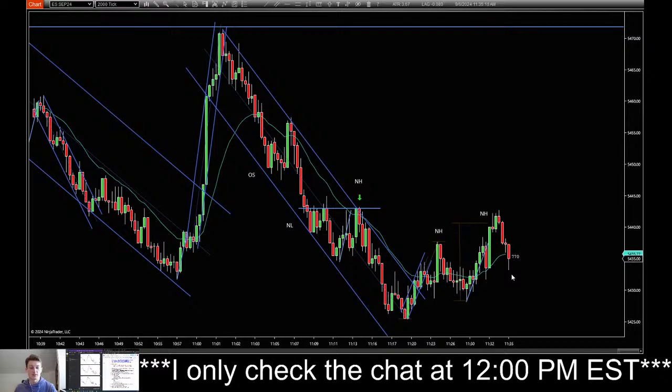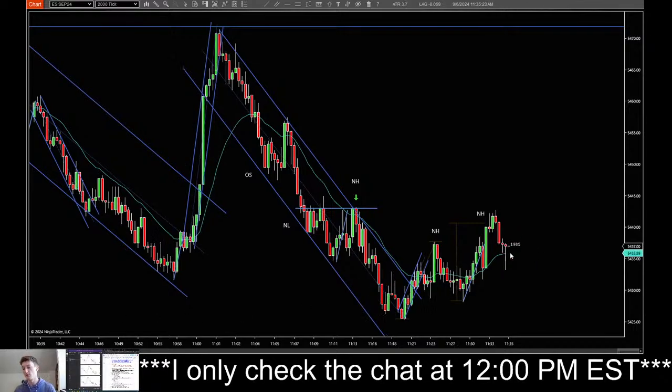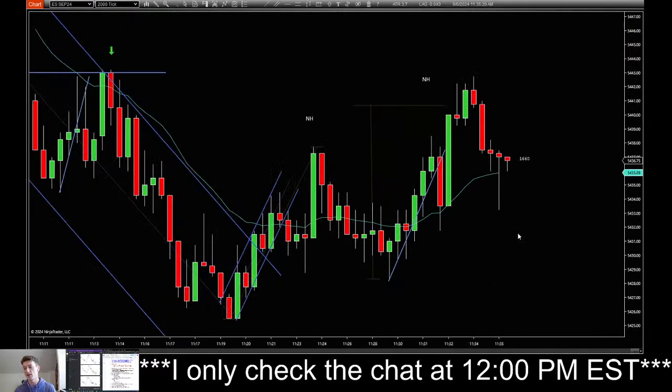Setups that I'll take: a second entry, a failed second entry, a higher low or lower high after a second entry, or a higher low or lower high after two clear legs. So for example, here's two clear legs back. Here we're looking for a break into extreme, and there's the possibility to get a lower high or a failed second entry.